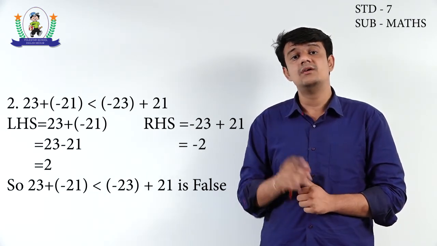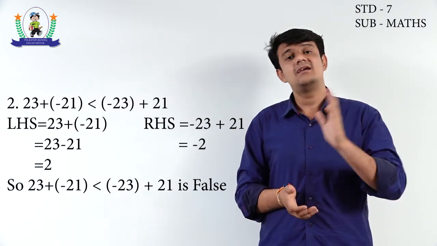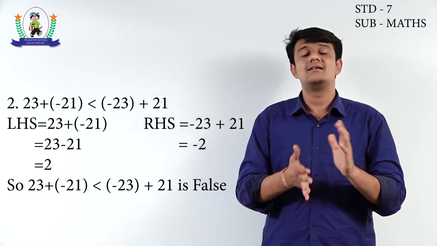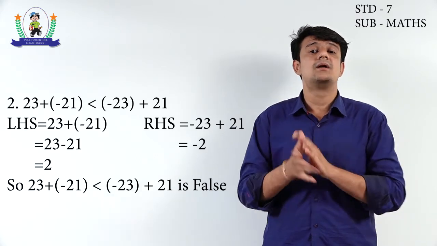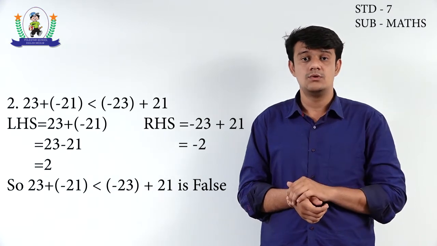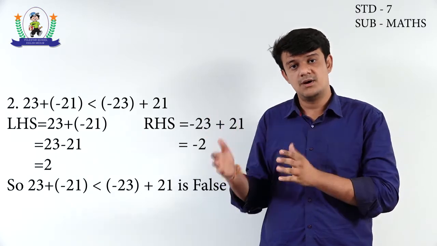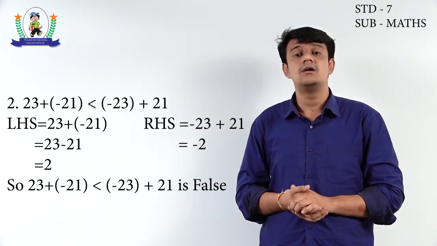23 minus 21 gives you answer 2. So on the left hand side we are getting answer 2. And if you talk about the right hand side, we have minus 23 plus 21. Now minus 23 plus 21 gives you minus 2. So over here what are we getting? This side you are getting plus 2 and on the right hand side you are getting minus 2.